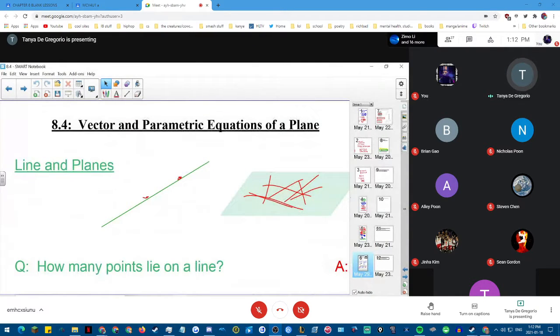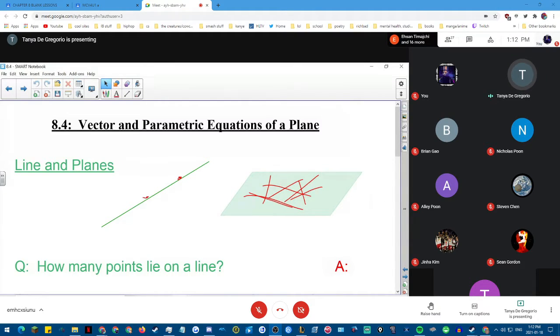Okay, so we've been talking about vector equations of lines and parametric and symmetric. Well, now we're going to talk about vector and parametric equations of a plane. Okay, of a plane. So here's a line. And here's a plane.